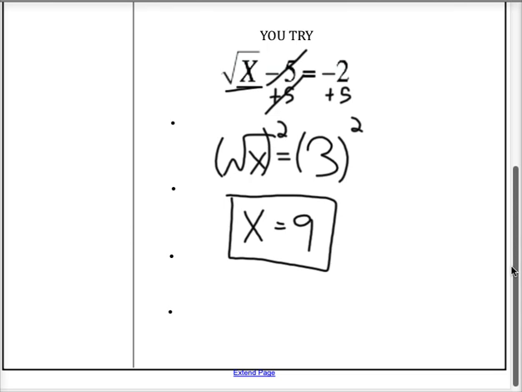And if we wanted to check that out, make sure that that actually is a true solution, look at what we can do. We plug 9 in for x. So we get the square root of 9 minus 5. Well, that's just 3 minus 5, which does, in fact, equal negative 2. So you can always go back. You can always plug in that answer to see, does it actually work in the original problem? All right? So those are the basics.